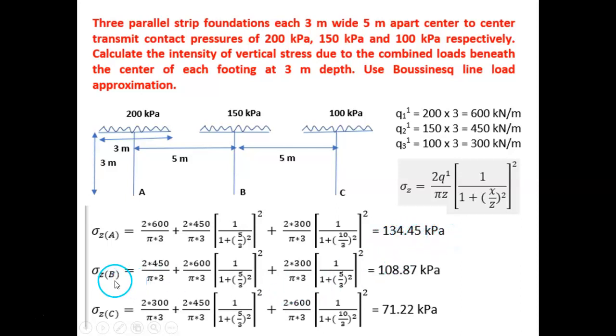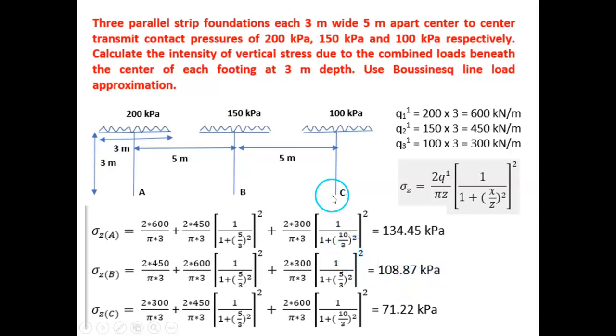Then when we take the point B, whatever the load that is acting above this point, that is 450 kilonewton per meter, will become direct load, whereas the loads 600 kilonewton per meter and 300 kilonewton per meter will become neighboring loads with radial distances of 5 meter each. When we substitute the x values as 5 meter and 5 meter, then we'll get the total stress increase as 108.87 kilonewton per meter square.